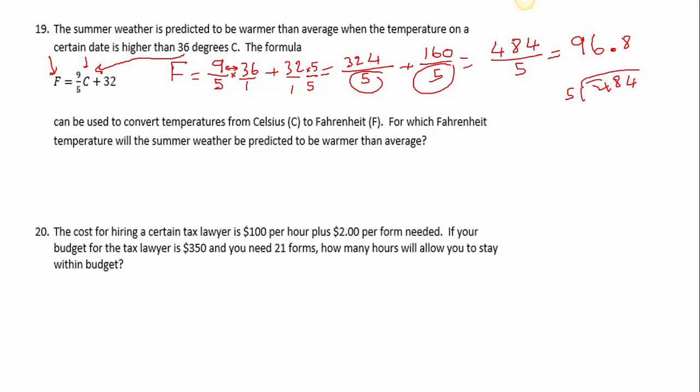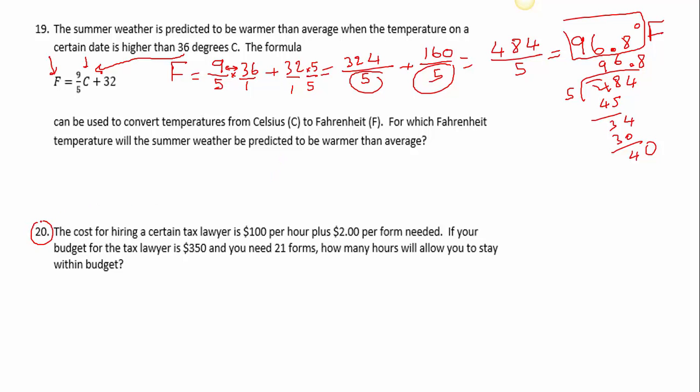484 divided by 5. 48 by 5 is 9. 9 times 5, 45. Remainder is 3. Bring down the 4. 34 divided by 5 is 6. 6 times 5, 30. Remainder is 4. Add a decimal. Add a 0. 40 divided by 5 is 8. So this would be the Fahrenheit temperature. So above 96.8, it will be assumed to be warmer than average. So when the Fahrenheit temperature is above 96.8, then it is assumed to be warmer than the average temperature.